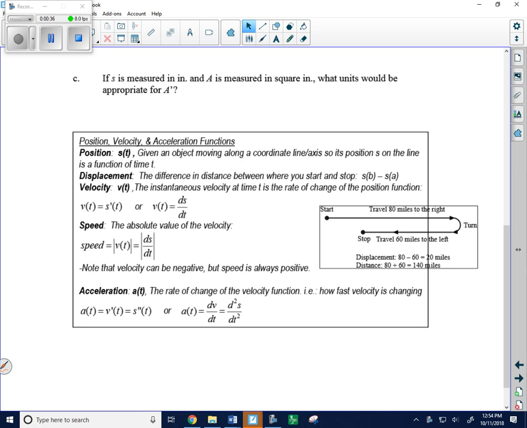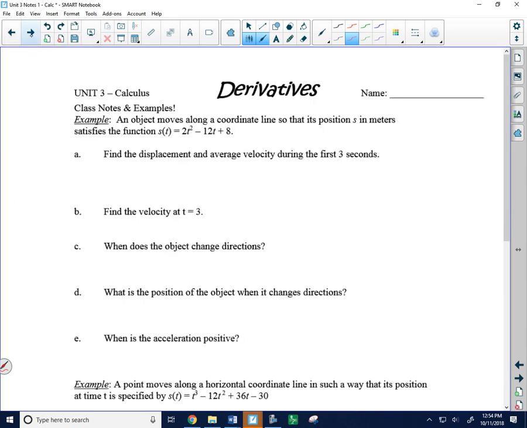Overall, now there's displacement, speed, yes, but the overall thing from this position function, you do a derivative. That gives you your velocity function. You do a derivative. That gives you your acceleration function. And that's the relationship between those there. Okay, so we did this one. First example, right?